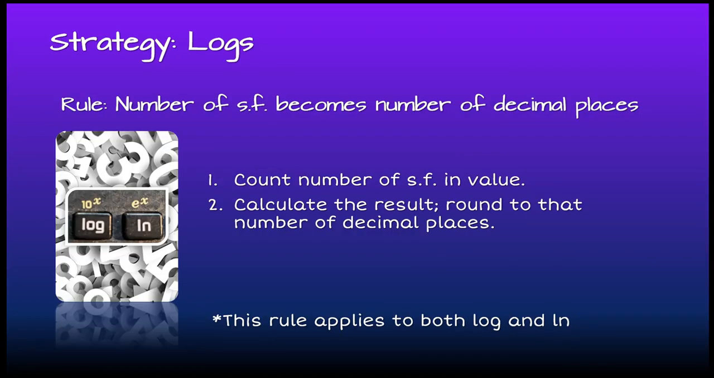For calculations involving logs, either log base 10, log, or natural log, ln, the number of sig figs in the value becomes the number of decimal places in the result. We have to make a switch. Our strategy is to count the sig figs in the value, then round the calculated result to that number of decimal places. For example, if there were 2 sig figs in the value, the result will have 2 decimal places.